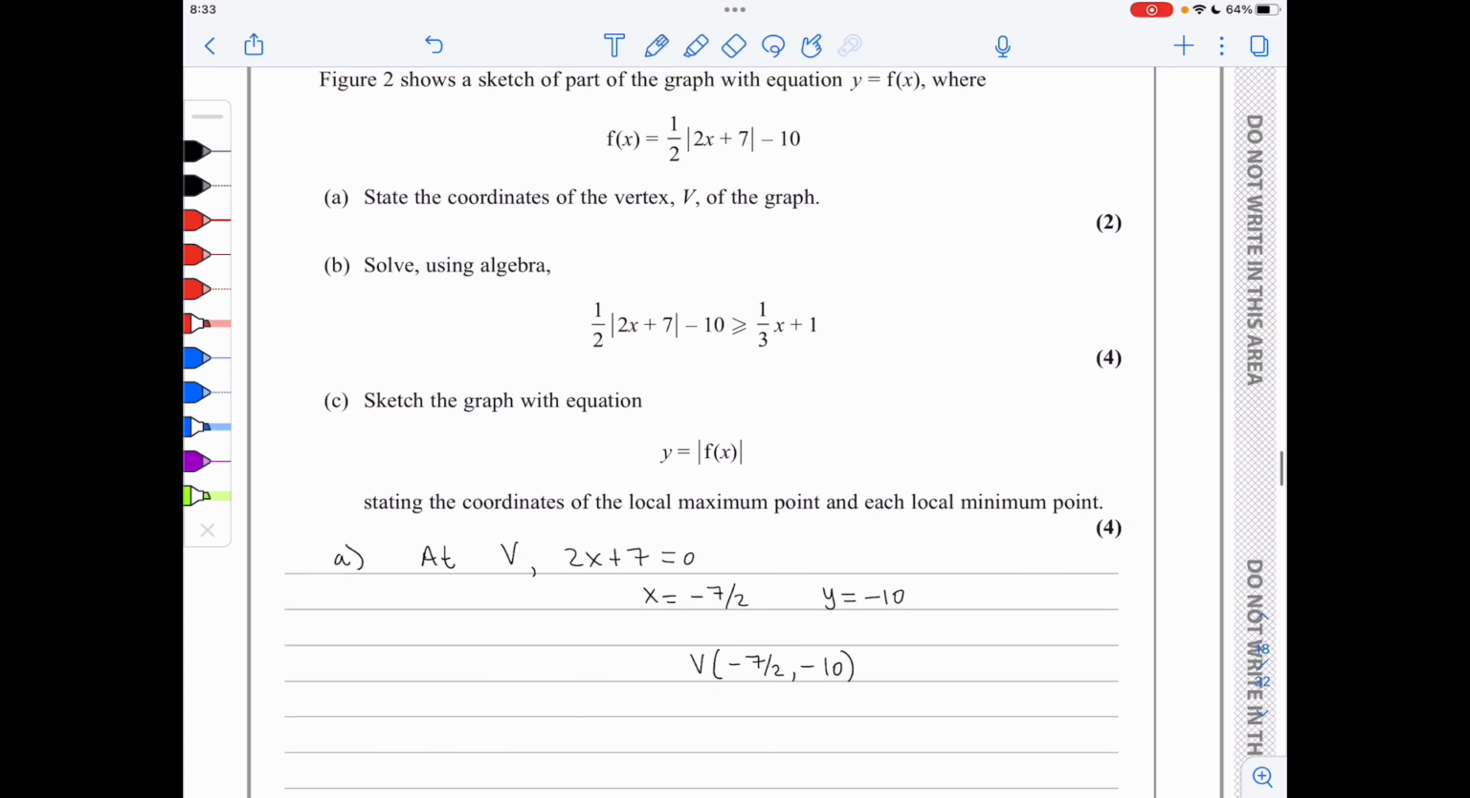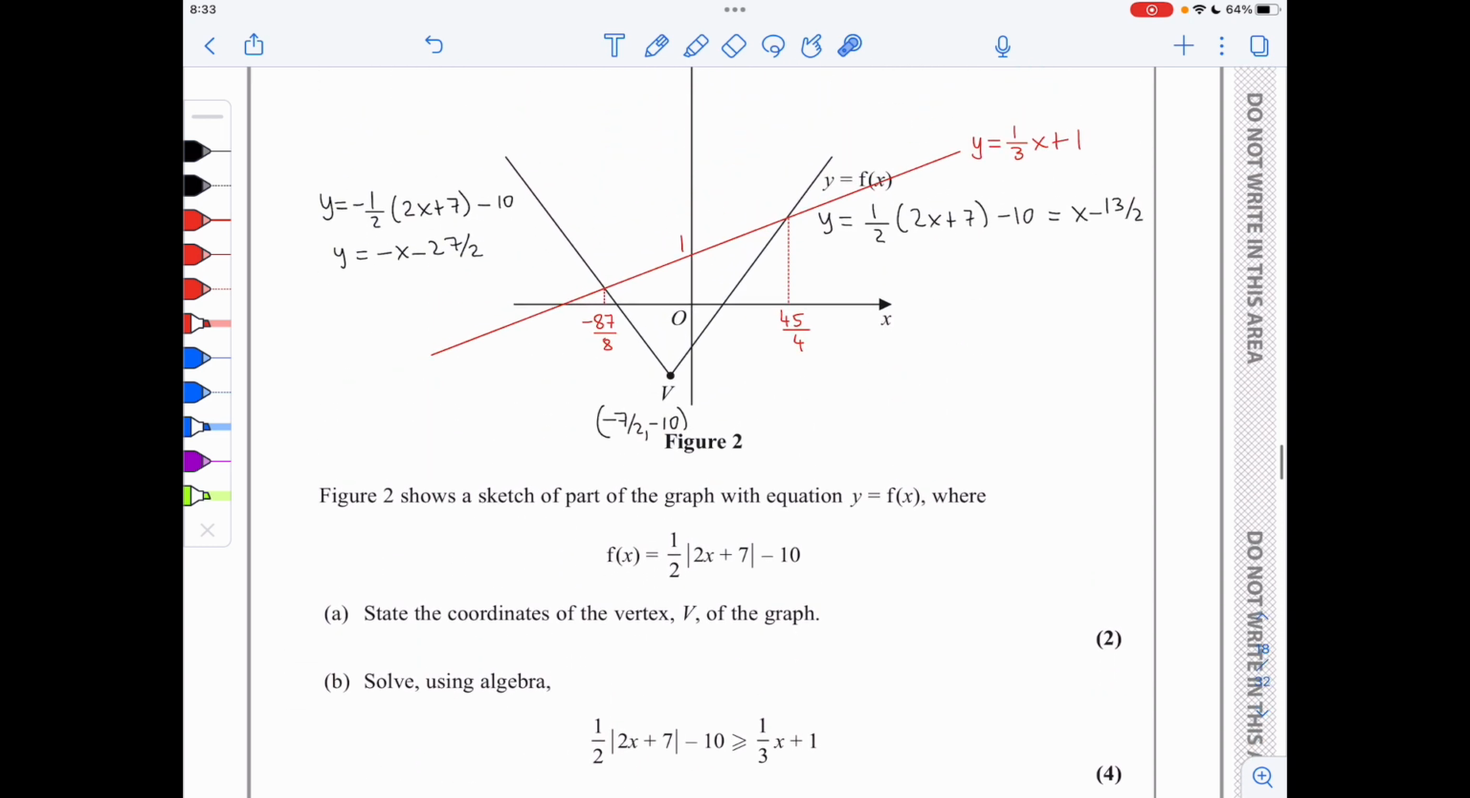Now for part C, we need to sketch y is the modulus of f of x, and we need to state the coordinates of the local maximum point and each local minimum point. To do that, I will do some preparatory work on the existing diagram here. I will find the cuts on the x-axis. So to find the cuts on the x-axis, we set the y to be 0. So at this point here, x minus 13 over 2 is 0, so x is 13 over 2.